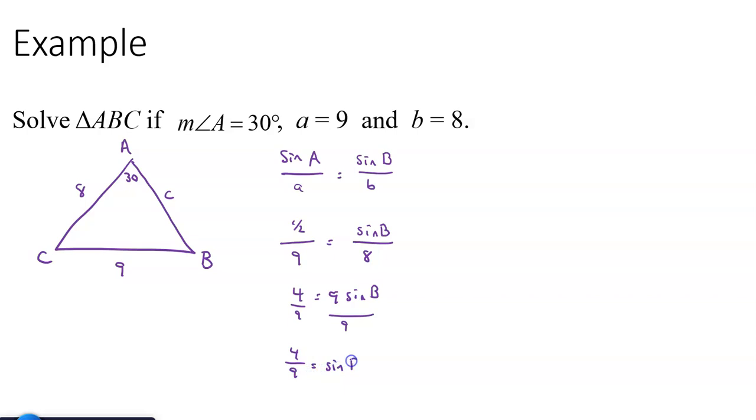4/9 is sine B. So it looks like now I've got a sine that's positive, and sine is positive in both the first and the second quadrant. So let's see if I get 2 cases here. So the measure of angle B must be the inverse sine of 4/9. Grab a calculator. Inverse sine 4/9 is 26.39 degrees.